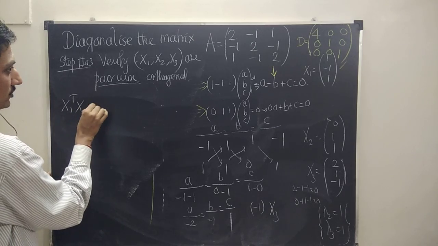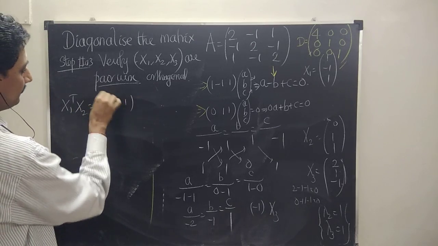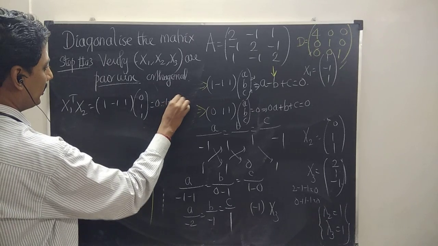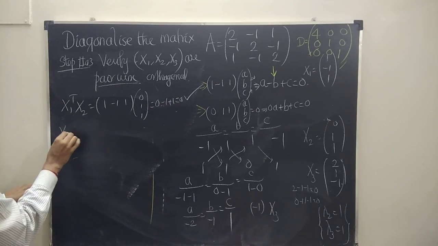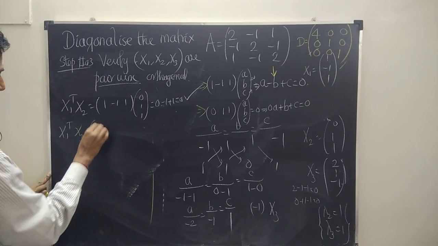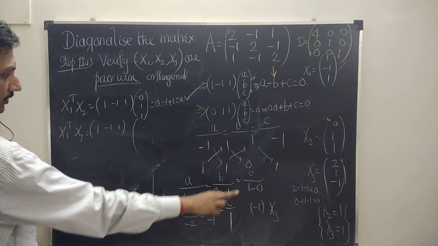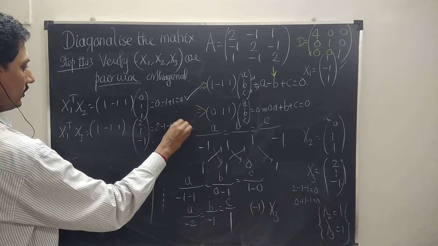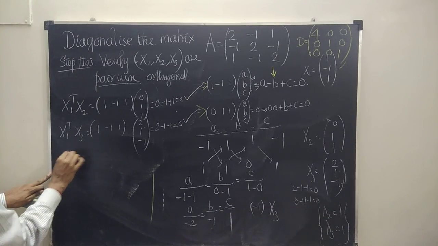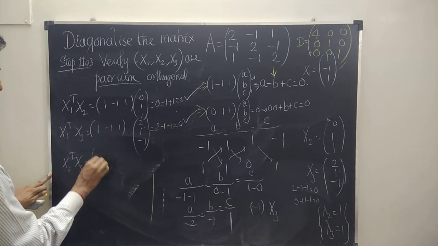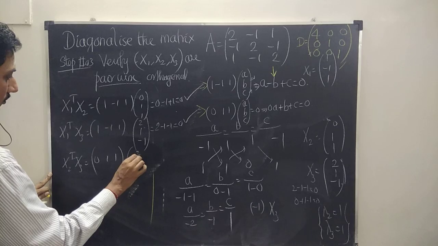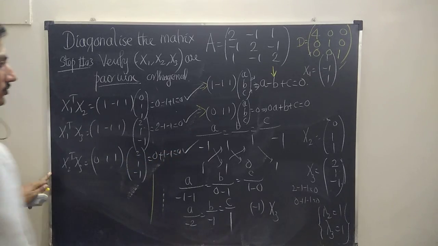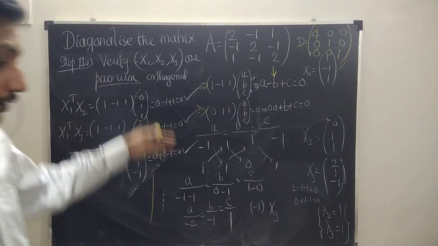x1 transpose x2: (1, -1, 1) times (0, 1, 1) is equal to 0 - 1 + 1 equals 0. Right? What about x1 transpose x3? (1, -1, 1) and x3 is (2, 1, -1), so 2 - 1 - 1 equals 0. And finally x2 transpose x3 is (0, 1, 1) and (2, 1, -1), which is 0 + 1 - 1 equals 0. So anyhow, these three are pairwise orthogonal.